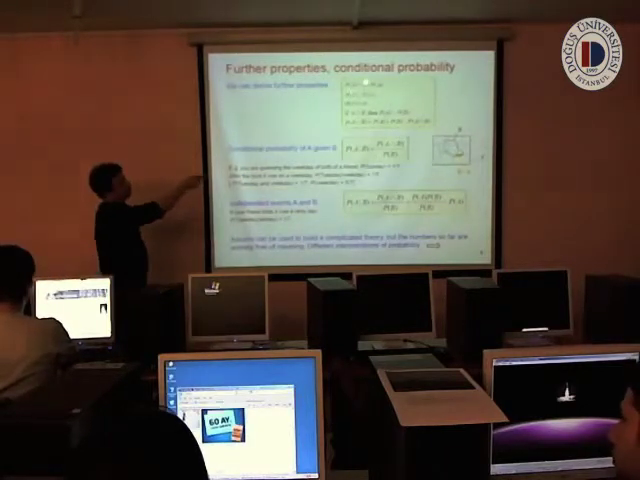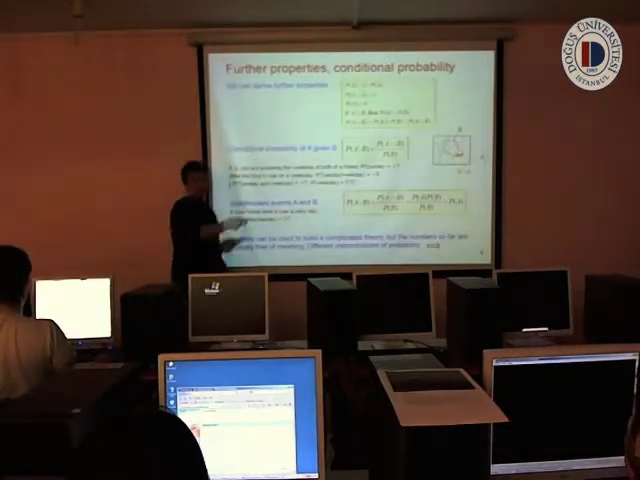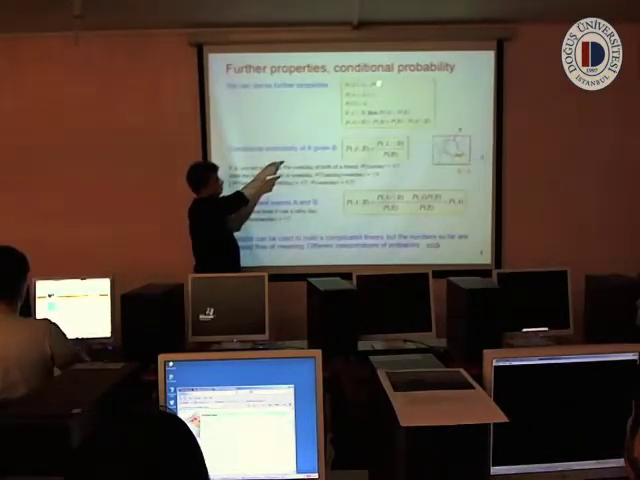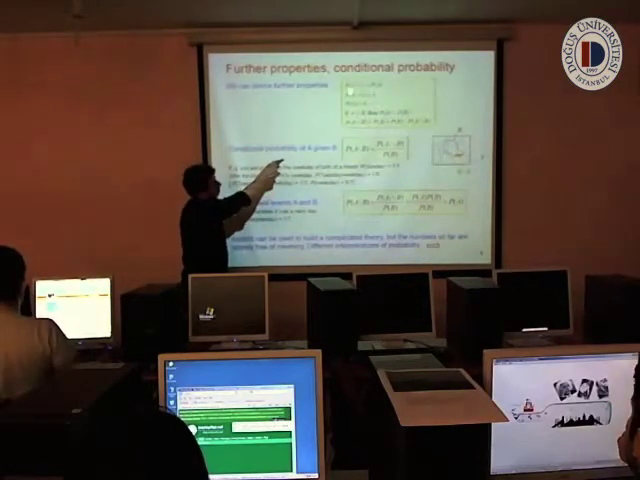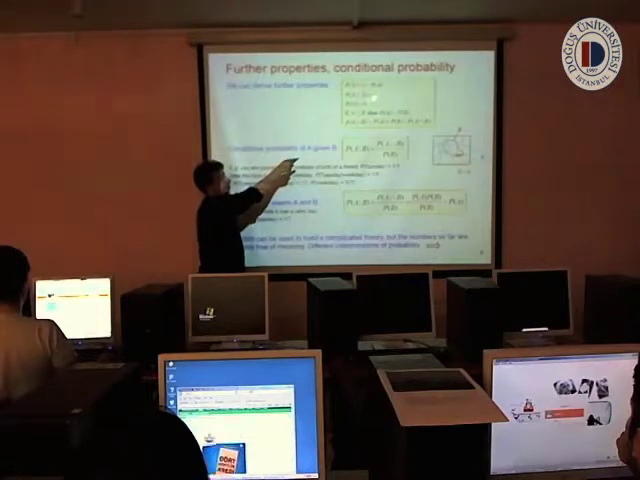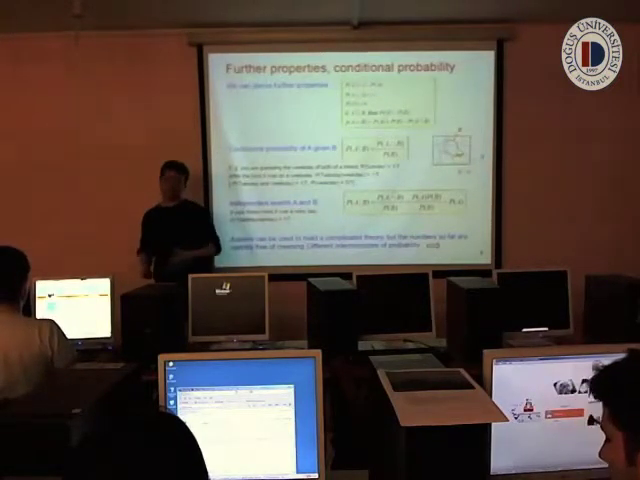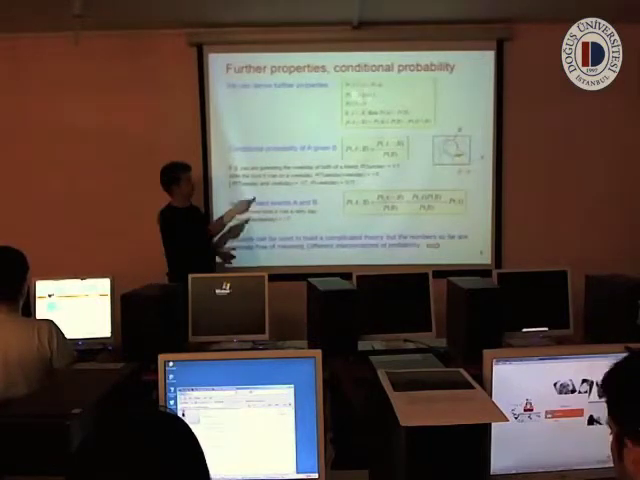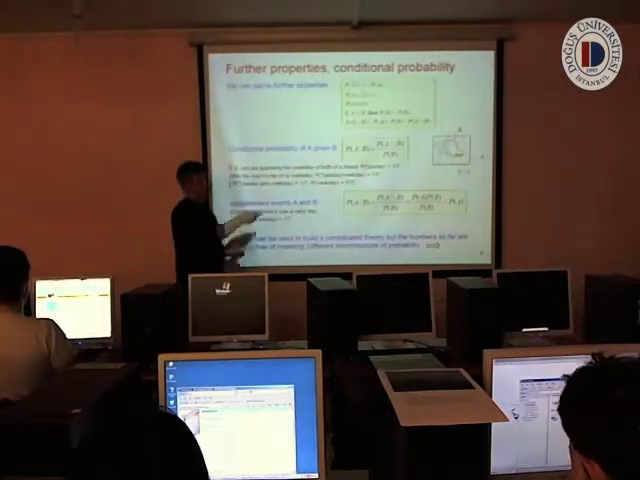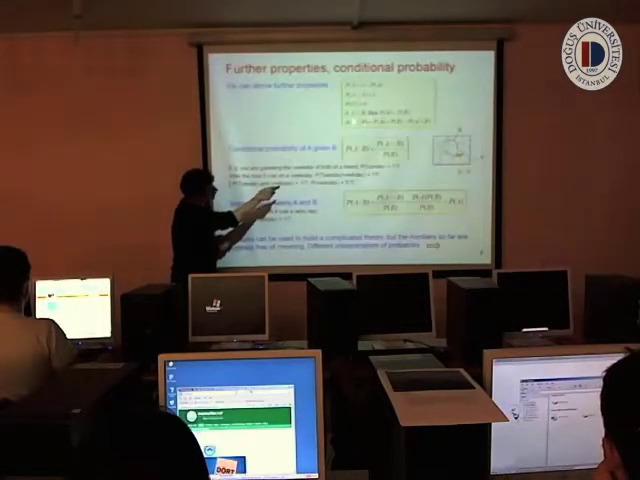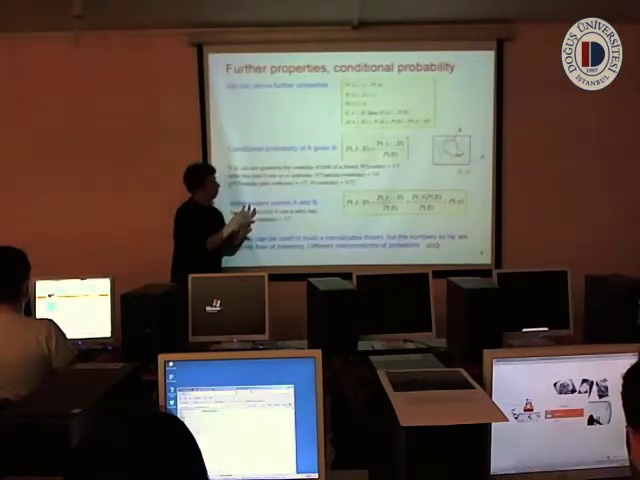One of the rules is you can define the opposite event, so the probability of not event A is 1 minus the probability of A. The sum of the two is then logically 1, so either something happens or the opposite happens. One of the two is always true, so the probability is 1. The probability of the null event is 0, and there are a few other rules about the inclusion and about the combination.